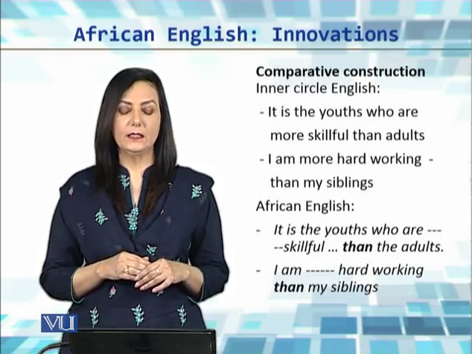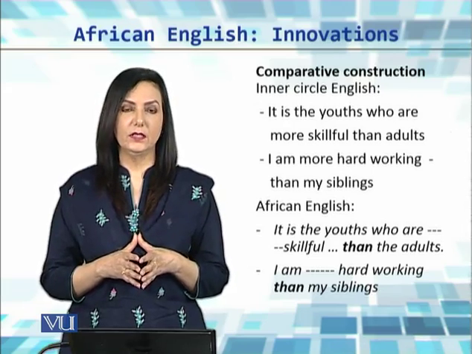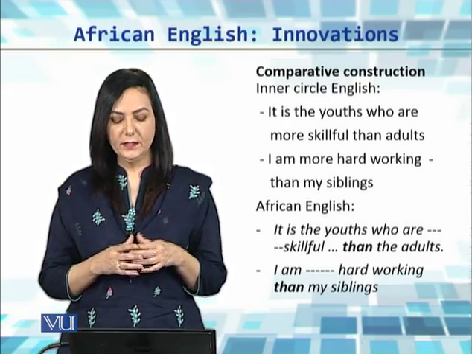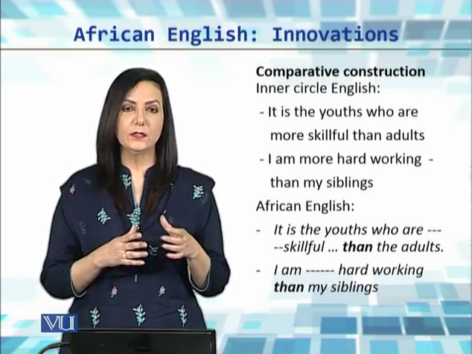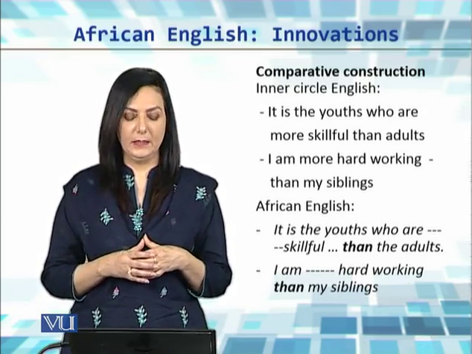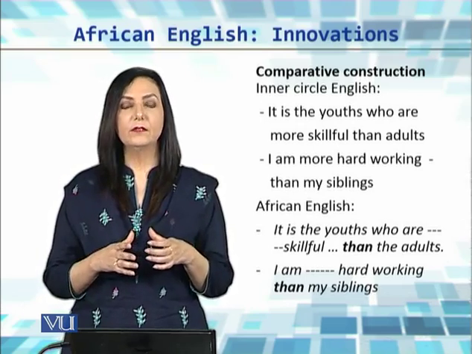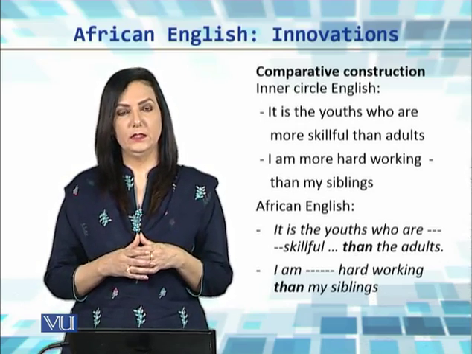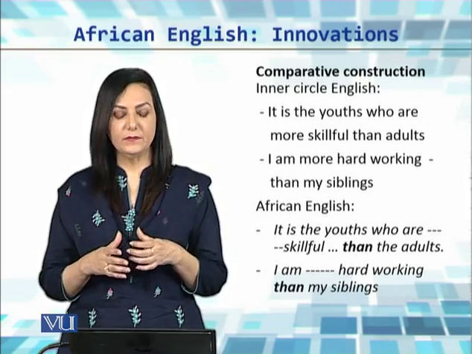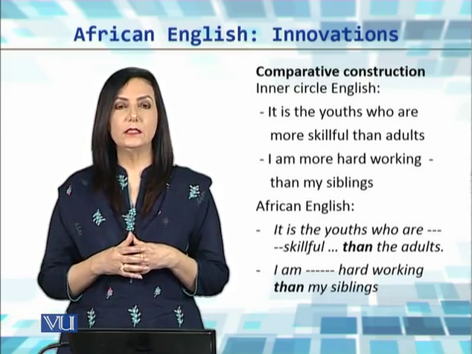We also see a difference between African English and native English in the comparative construction, the sentences which use different degrees of adjectives. In the inner circle, we'll say, it is the youths who are more skillful than adults. Similarly, I am more hardworking than my siblings. Whereas in African English, we see, it is the youths who are skillful than the adults. So more is omitted. The comparative degree of adjective is omitted. Similarly, in place of I'm more hardworking than my siblings, we only have I'm hardworking than my siblings. Again, the comparative marker more is omitted.